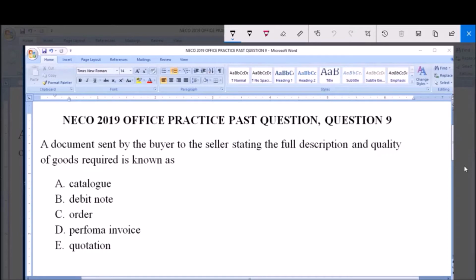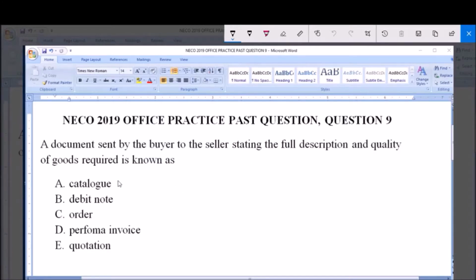Today I'm going to be answering NECO 2019 Office Practice Past Question, Question 9. A document sent by the buyer to the seller stating the full description and quality of goods required is known as: A. Catalog, B. Debit note, C. Order, D. Performer invoice, and E. Quotation. So we are to pick an option which is described as a document sent by the buyer to the seller stating the full description and quality of goods required.